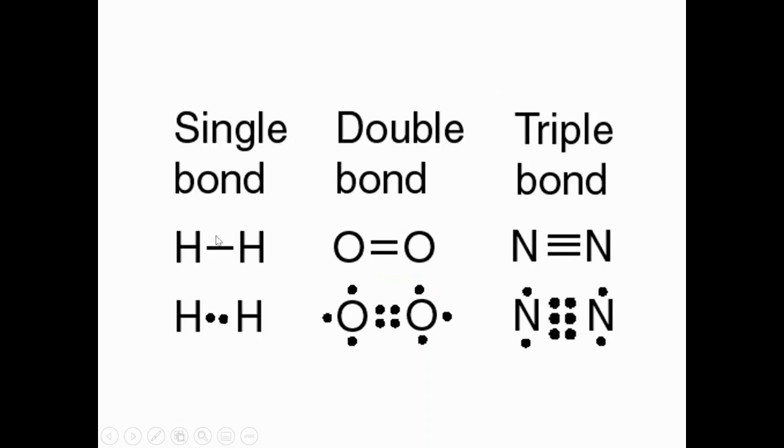Okay, so here's a single bond showing 2 electrons are shared. Here's a double bond showing 4 of them are shared. Here's a triple bond showing there's 3 electron pairs being shared.